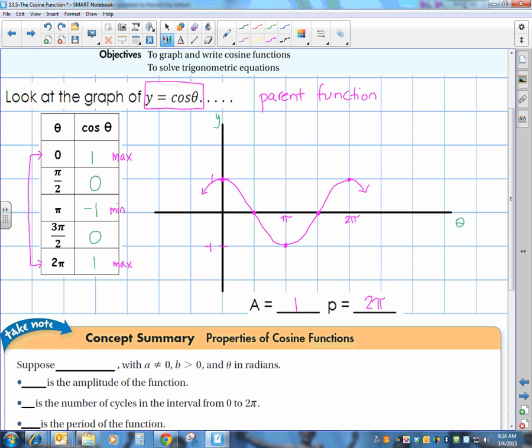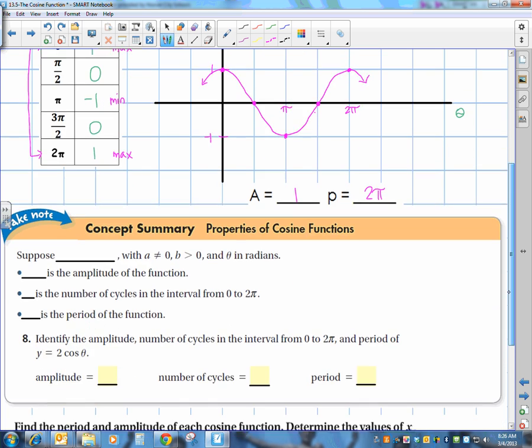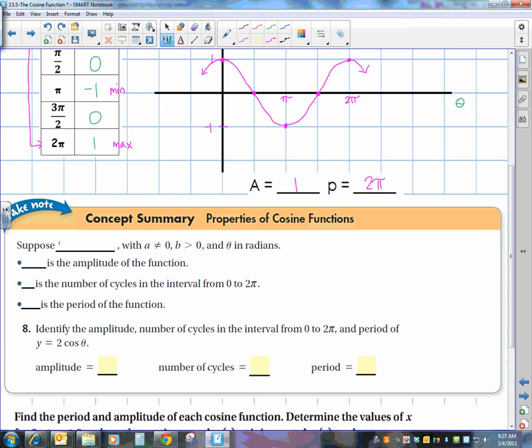And down here, we're actually going to add a few changes to it with an a and a b. So we look at y equals a times the cosine of b theta. And as we talked about before, the absolute value of a is our amplitude. b is the number of cycles in the interval from 0 to 2 pi. And again, 2 pi over b is the period of our function.